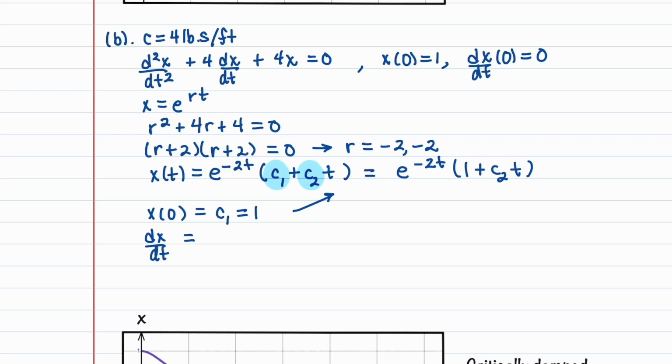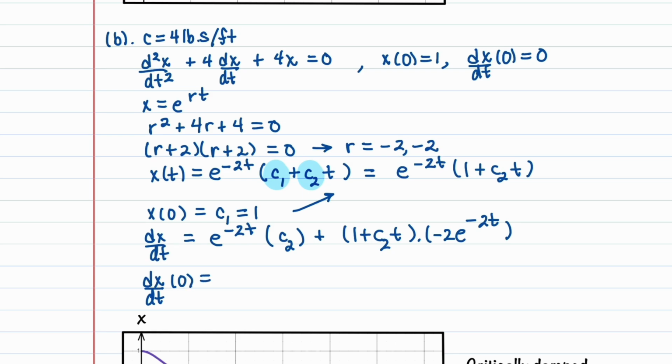There we go. Now we're going to take the derivative of that. Using the product rule, it's the first, so that's e to the minus 2t, times the derivative of the second, which is c2, plus the second, 1 plus c2t, times the derivative of the first, which is minus 2e to the minus 2t. Now we can plug in that t is equal to 0.